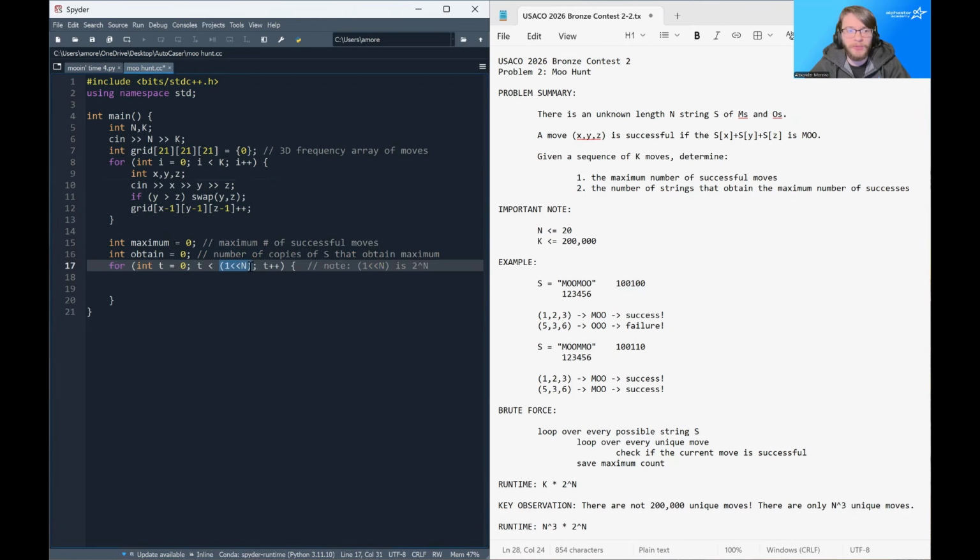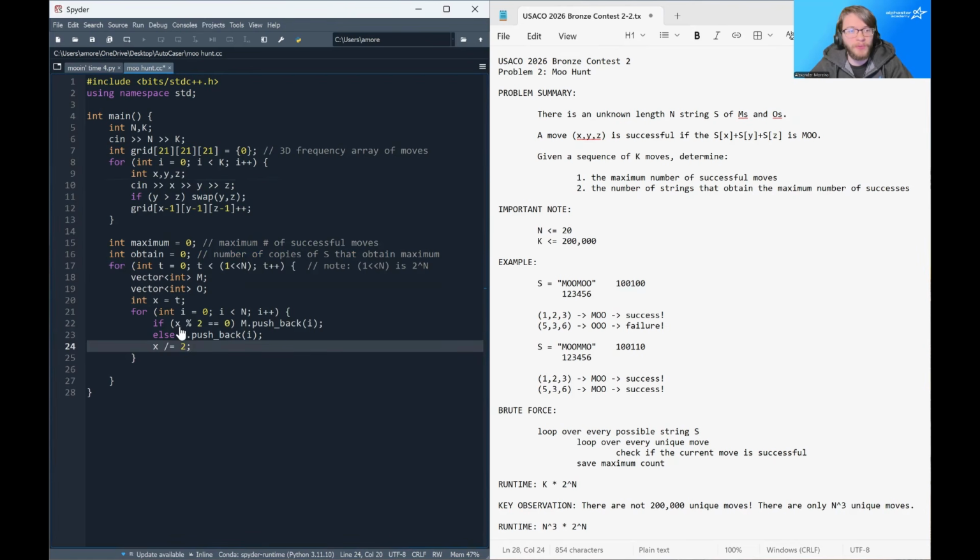So if you see this funny symbol here, just note that it's just 2 to the power of n. Nothing too interesting there. We're going to initialize two vectors, a vector storing all of the indices of the m's and a vector storing all of the indices of the o's. And then we are going to save t in a value x, and our goal is to convert x into binary. Every digit or bit of x that's a 1 is going to store a value in either m or o, and then vice versa for the zeros.